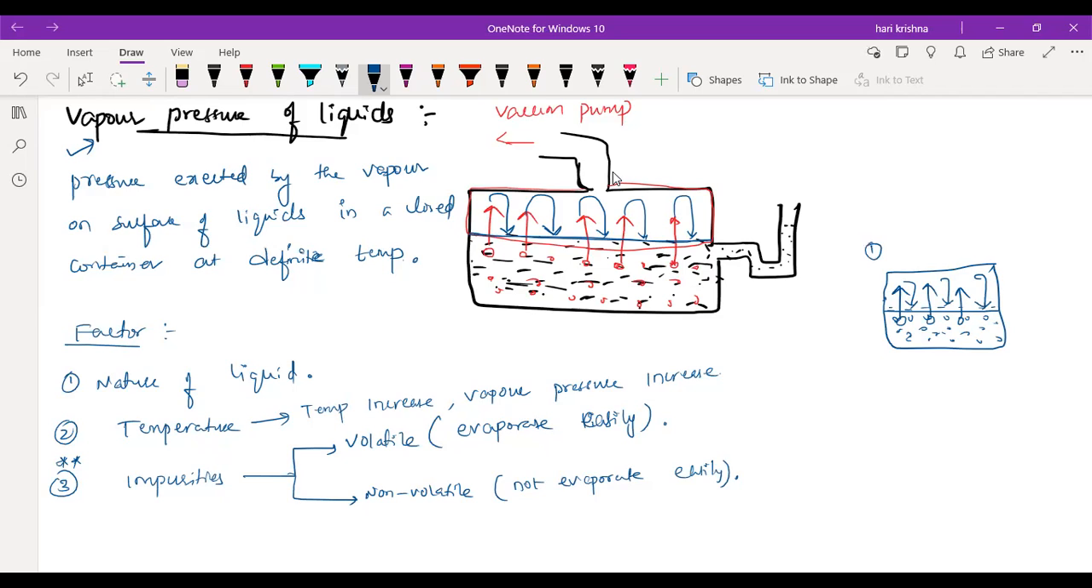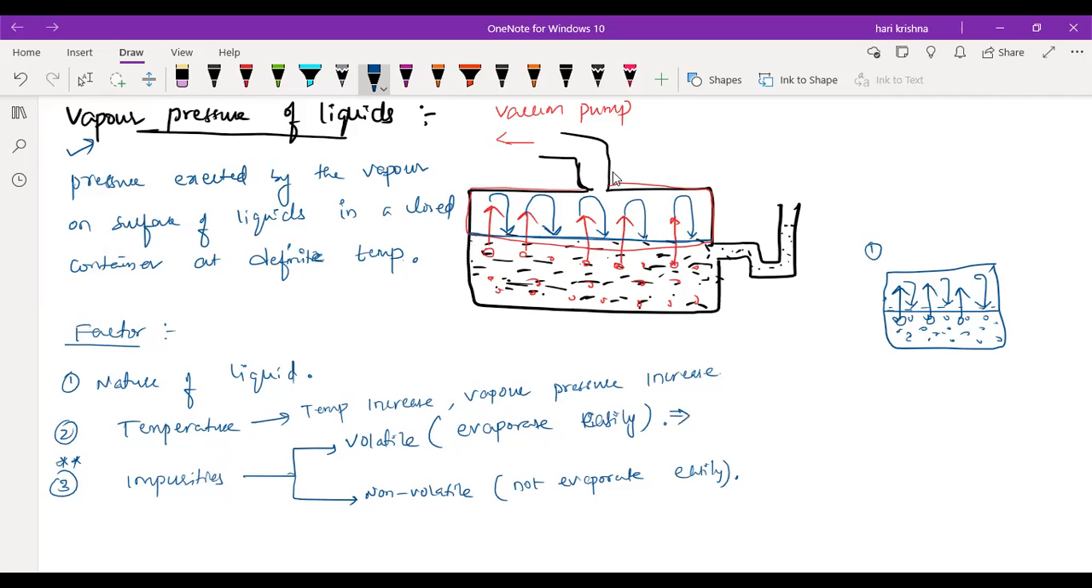Any doubts in this? No, sir. If more particles are moving from liquid to gaseous phase, more vapor pressure. If fewer particles are moving from liquid to gaseous phase, less vapor pressure. Clear? Now, if you increase the temperature, obviously the particles will have higher kinetic energy. That means they can move easily from liquid state to gaseous state. So if they move to the gaseous state easily, there will be more vapor pressure. Clear?